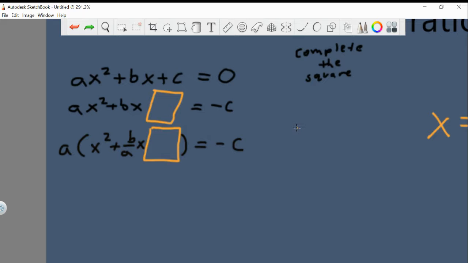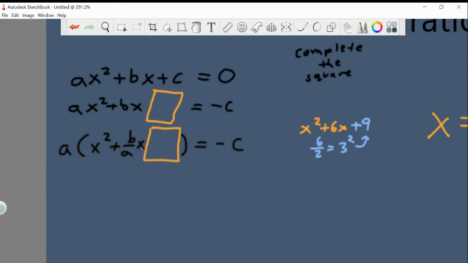Well, we know that if we have maybe something like this, we need to add in the number 9, because that would be half of 6 squared. And that is what number we would need there, okay? So what we need to do is cut this middle number in half and then square it.